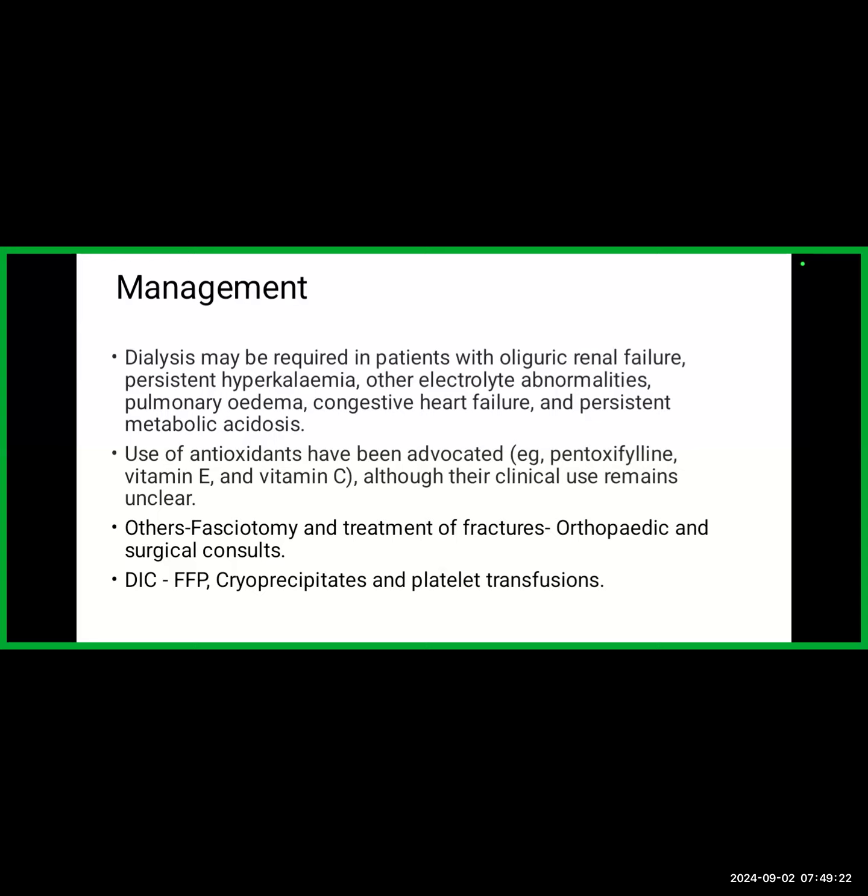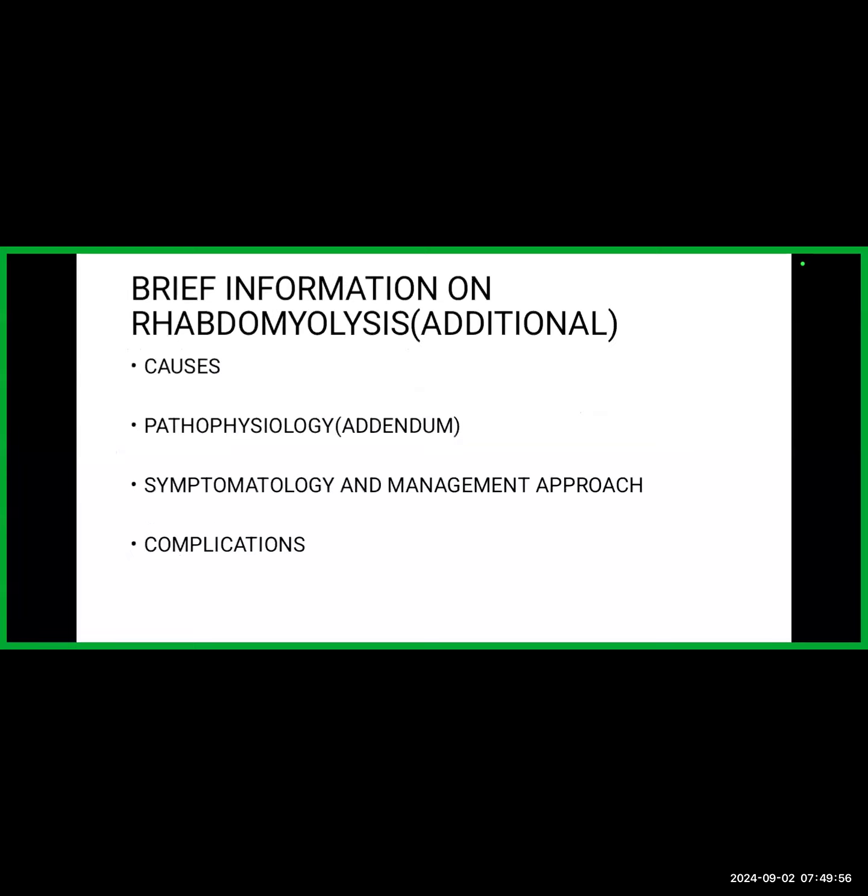And then fasciotomy, which is one of the complications that can occur, as well as fractures in this patient who was involved in an RTA, may require the need for surgical consult, especially orthopedic. Because if there's compartment syndrome and you do not release it, you would have muscle necrosis, and that can worsen the kidney problem as well as the other complications. If a patient develops DIC, which is one of the complications, you may use fresh frozen plasma, cryoprecipitate, and platelet transfusions. Next, please. Okay, so that is it for the answering of the question.